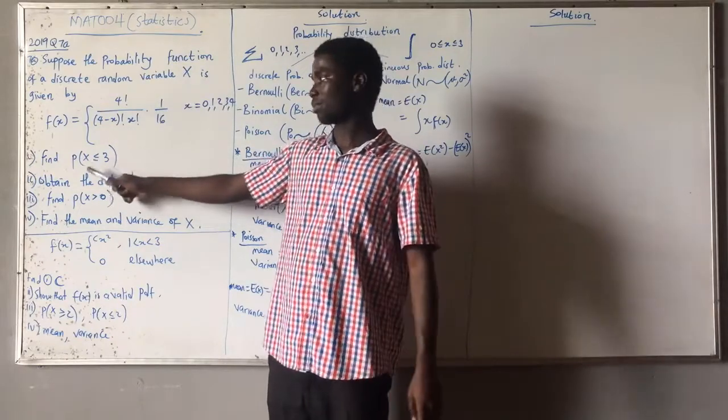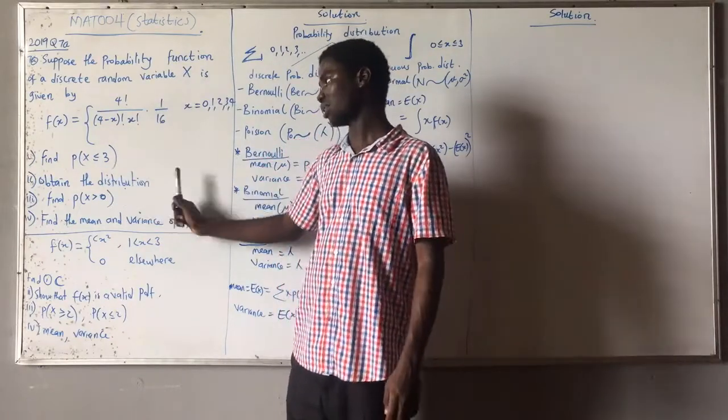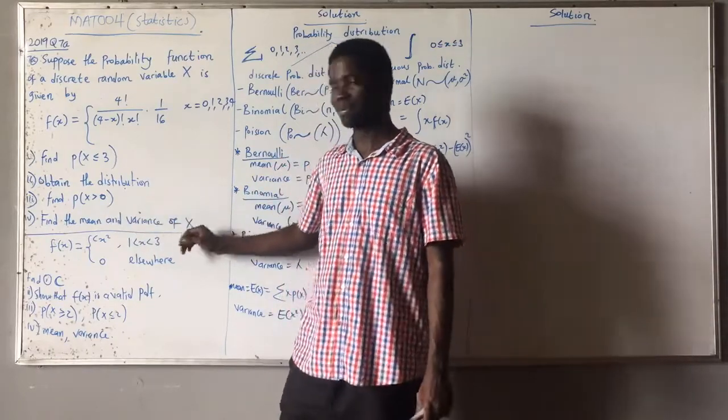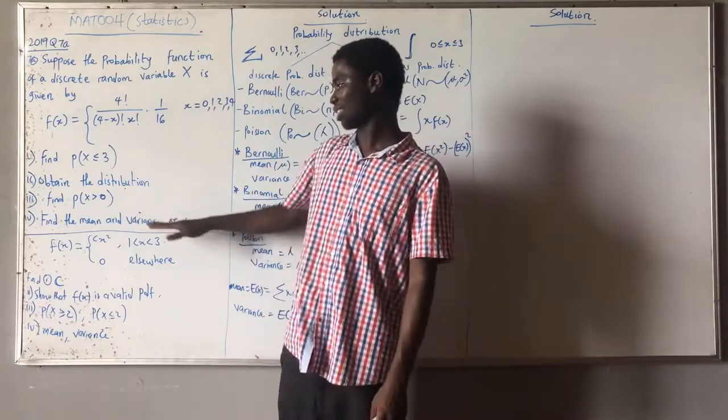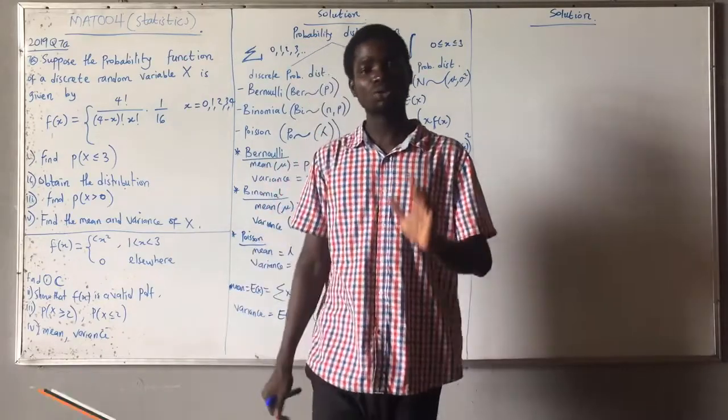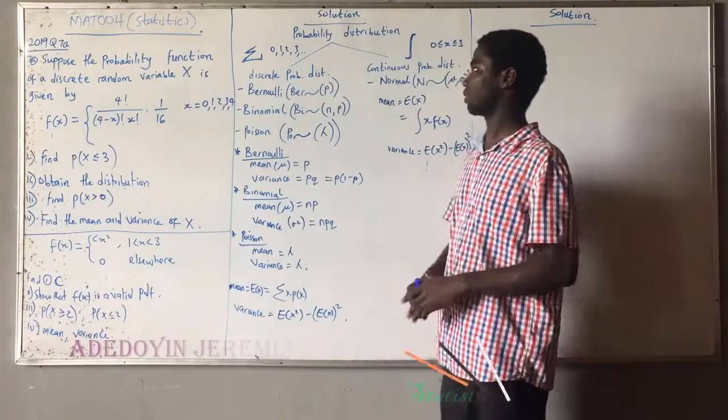Find probability of x less or equal to 3, obtain the distribution, then find p of x equals 0, find the mean and variance of x. Then this is where your question stops, but I just added this one. Now I want you to understand something under probability.